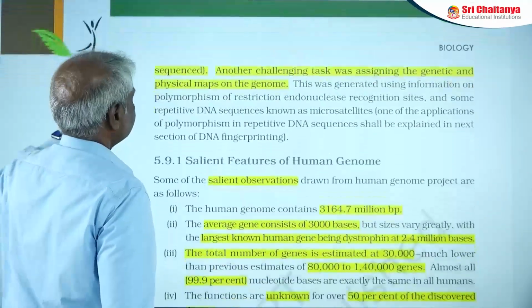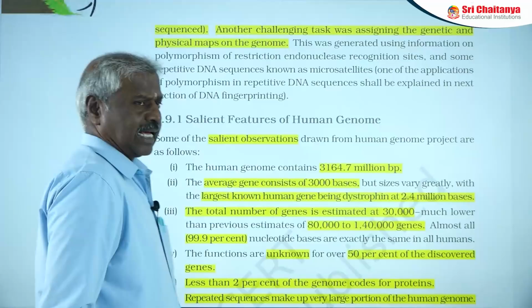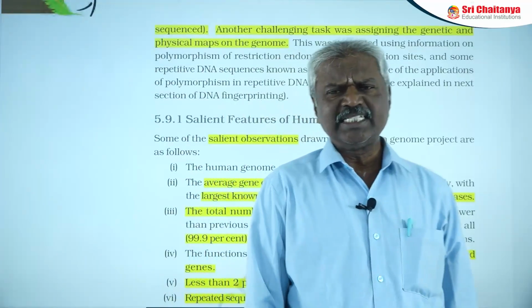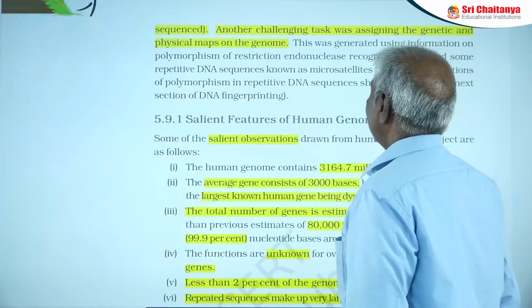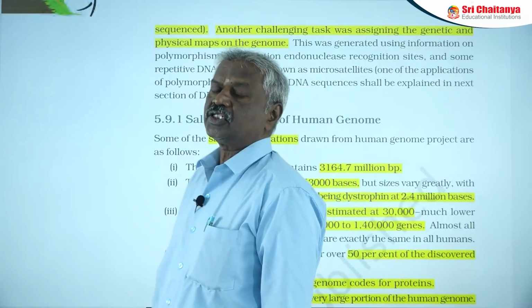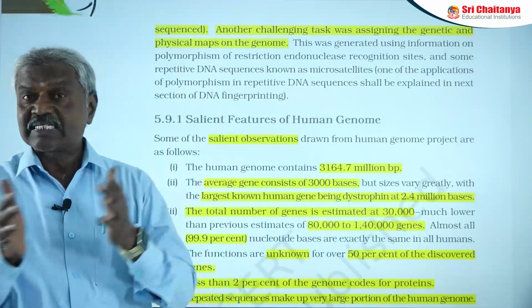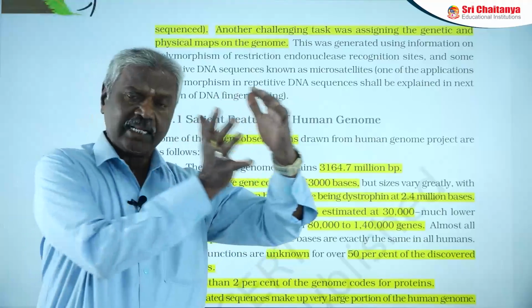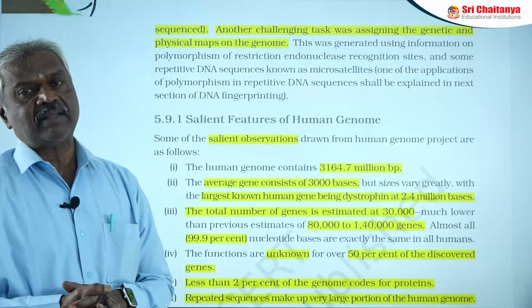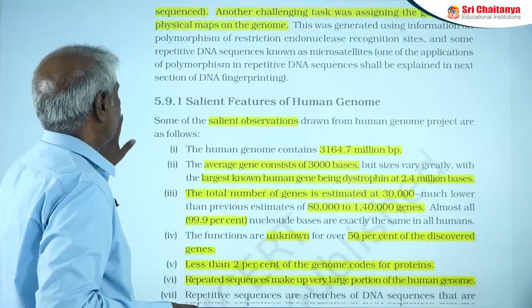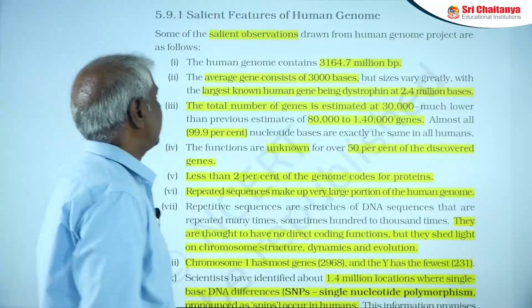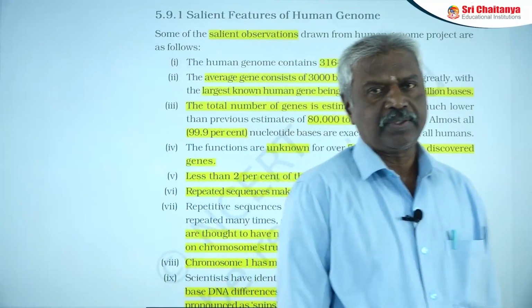Now see, another challenge. It's actually a challenging project. Another challenging task was assigning the genetic and physical maps on the genome. Genetic maps and physical maps are there, and assigning them onto the chromosome is a very, very challenging task. Now, the salient features of the human genome.